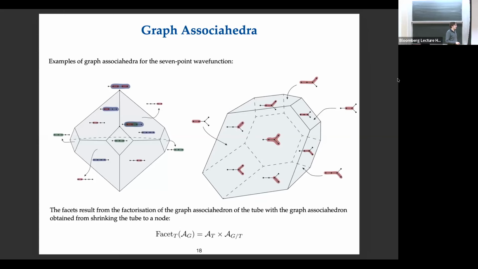You don't need to think about how you nest tubings. Because if you do that, then you're not really gaining. That's a very lengthy process. But if you just give the facets, a software like Polymake can just give you all the combinatorics that these facets have.